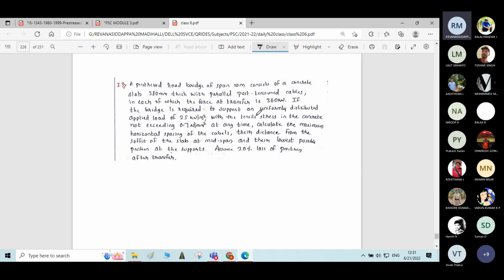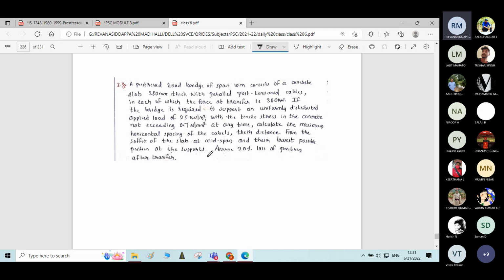If the bridge is required to support a uniformly distributed applied load of 25 kilonewton per meter square, and the live load on the beam is given, with tensile stress in the concrete not exceeding 0.7 Newton per mm square at any time. Calculate the maximum horizontal spacing of the cables, their distance from the soffit of the slab at midspan, and their lowest possible position at supports. Assume 20% loss of pre-stress after the transfer.